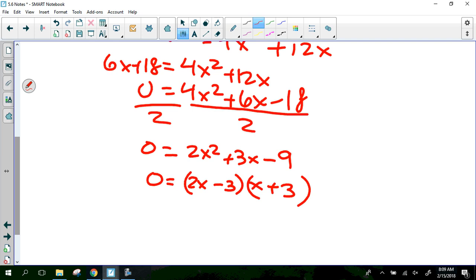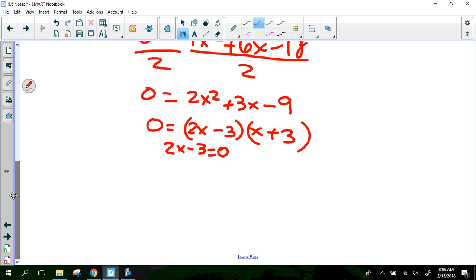Okay. Then set them equal to 0. So 2x minus 3 equal to 0. That's going to give you 2x equals 3. So x equals 3 halves. And over here we get x equals negative 3.